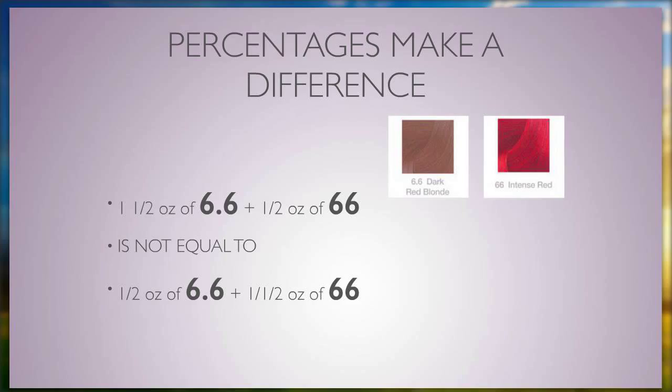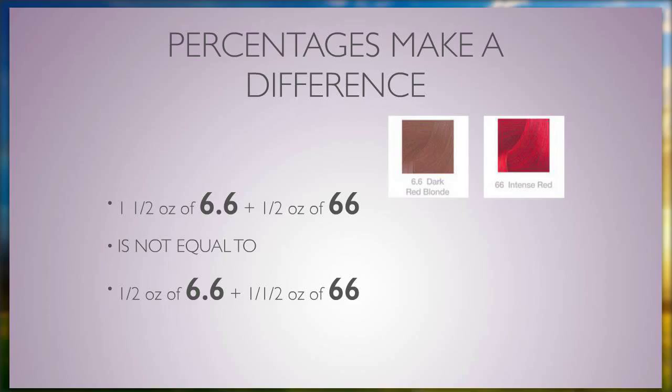Now, the percentage of how much you use of color as opposed to how much you use of amplifier really makes a difference, right? So if you look at this first formula up there, if I use 1.5 ounces of 6.6, that's a level 6 red, and I add a half an ounce of a 66 amplifier, that's an intense red amplifier, right? Basically what I'm doing is making a level 6 that is really red. Okay, that's pretty basic. Now, that is not the same if I flip that amount around.